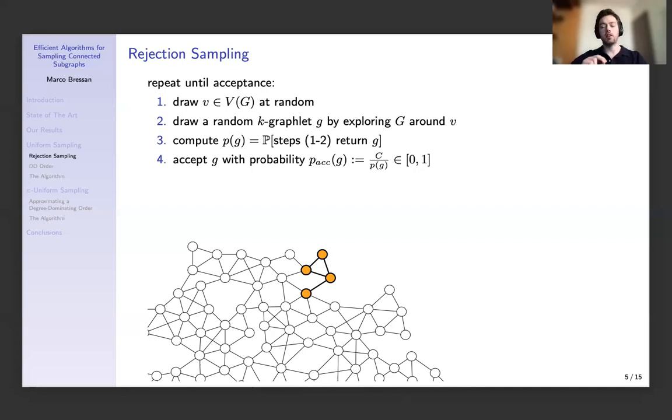Now, this technique ensures by construction that you return graphlets that are coming from the uniform distribution, but the problem is that you could have a probability of acceptance that is very small, in the order of 1 over n to the k minus 1. That means that you may need order of n to the k minus 1 iterations before accepting one graphlet. That is too much.